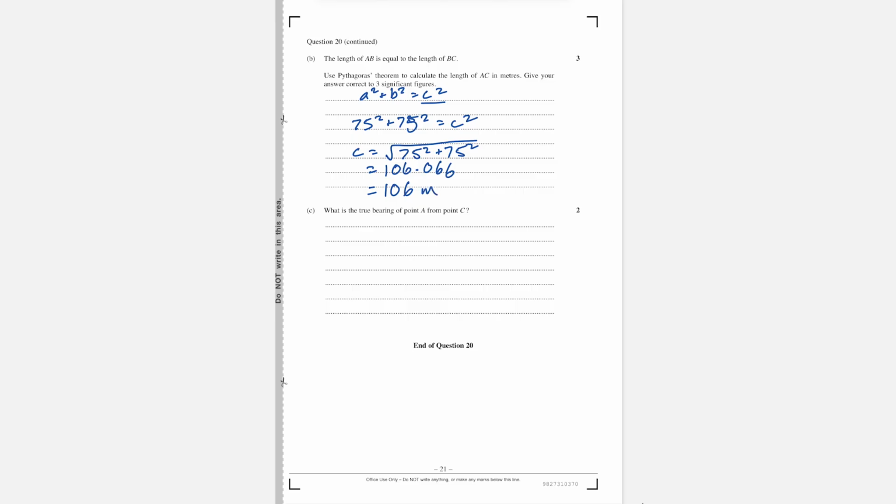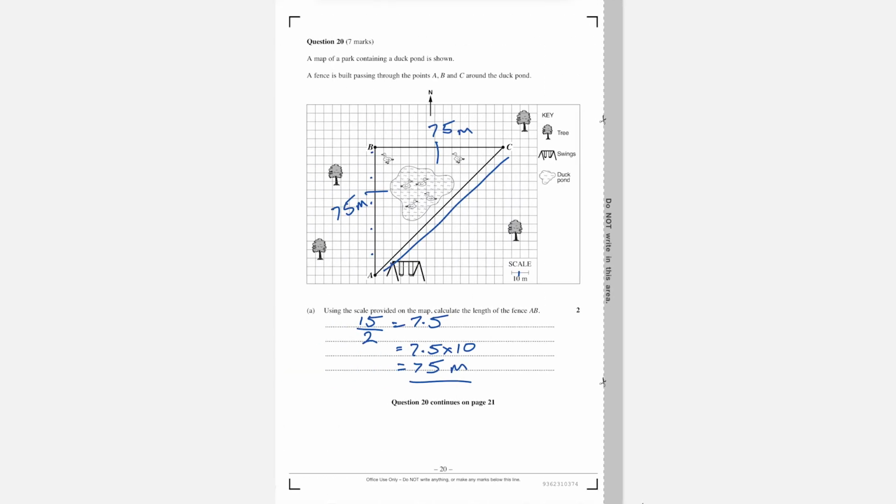All right, what is the true bearing of point A from point C? So the important thing to know is where is the origin of your bearing. And in this case, we're looking for point A from point C. So it's from here. This is our origin, point C. And we want to know what this angle here is the whole way around. So to know what that angle is, we want to know what this angle here is, theta.